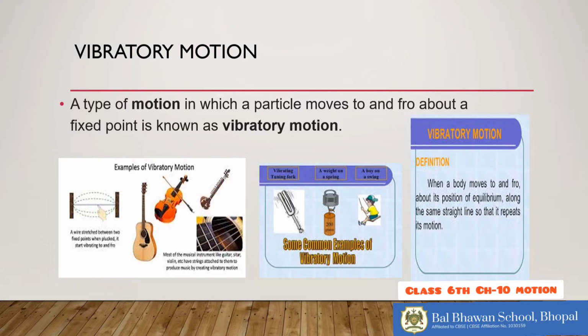Examples of vibratory motion are a metallic wire when plucked in the middle starts showing vibratory motion. All string instruments show vibratory motion. A tuning fork shows vibratory motion, a weight on a spring and a boy on a swing. In a vibratory motion, a body moves to and fro about its position of equilibrium along the same straight line so that it repeats its motion.